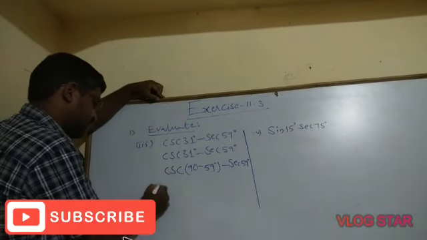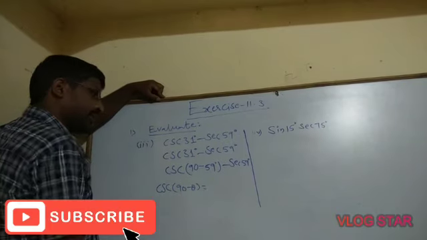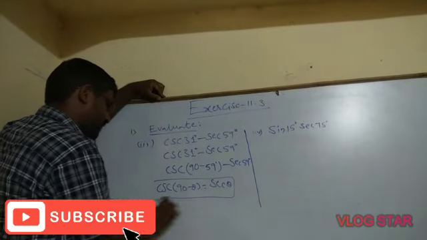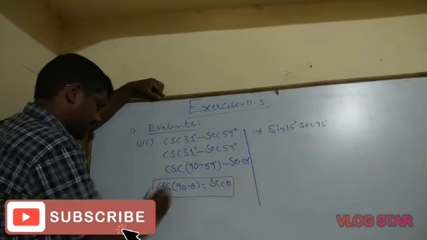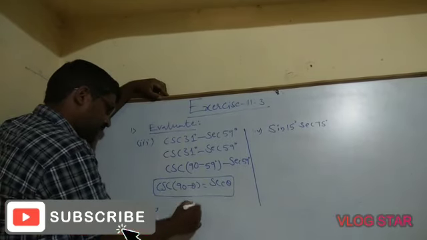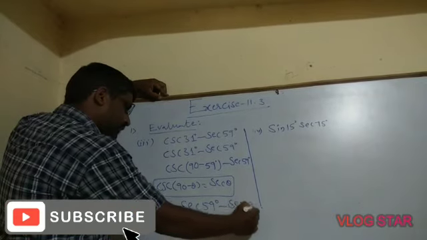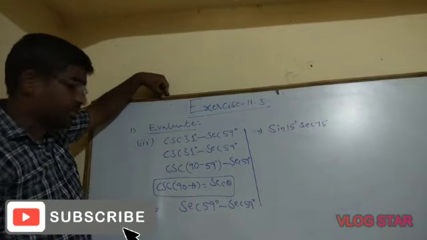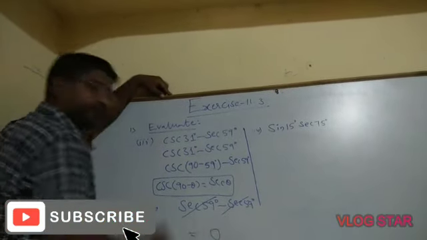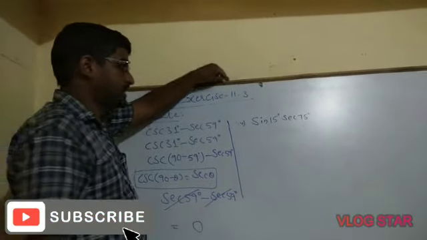We know that cosec of 90 minus theta is sec theta. So by using this rule, we can write cosec 90 minus 59 is sec 59 degrees. Minus sec 59 degrees is there. So plus sec 59 and minus sec 59 cancel. The answer is 0.